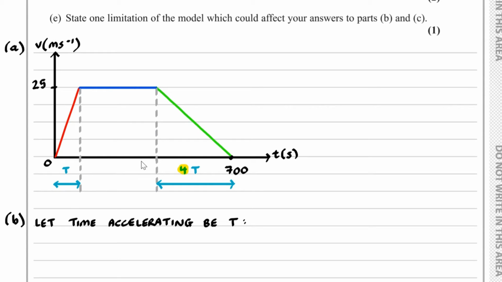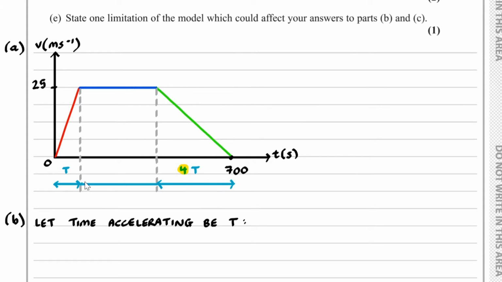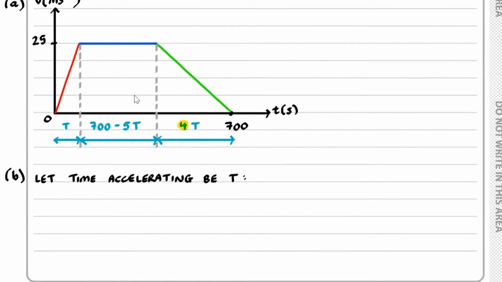And if the total time is 700, that means that this time here will be 700 subtract 40 subtract another t, so that's 700 subtract 5t. And we know that the total distance is 15 kilometers, and what we can do is find out the area of this trapezium and equate that to 15,000.